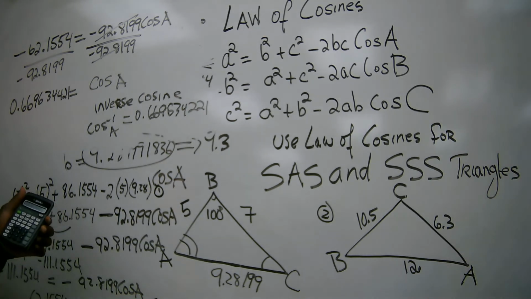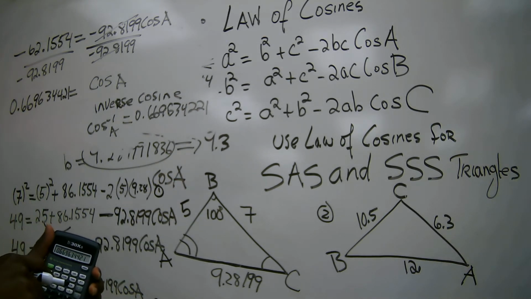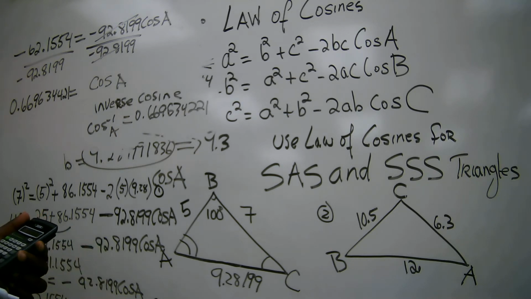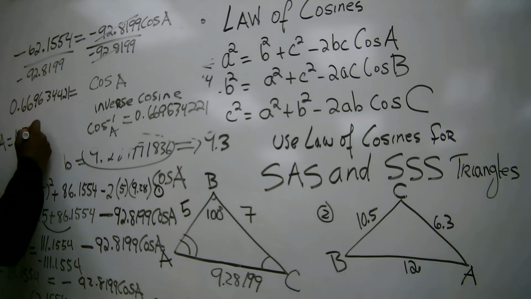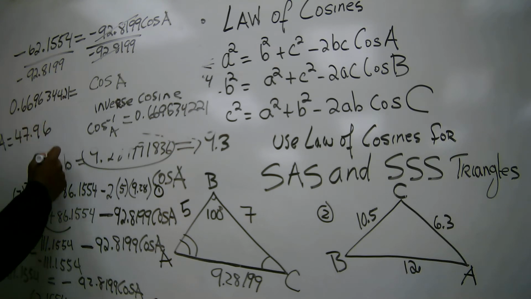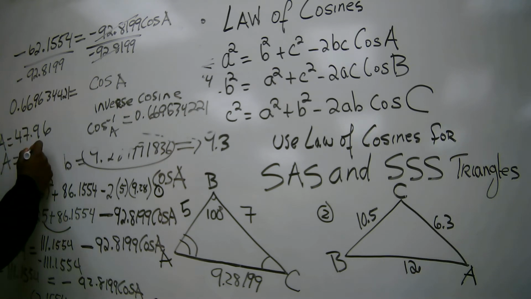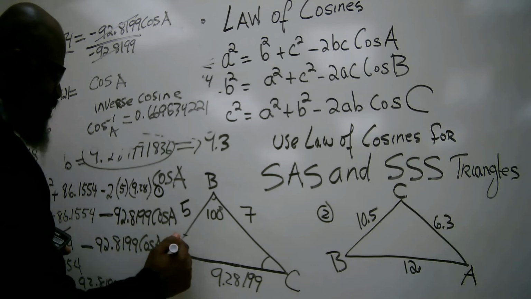In this case, to get the answer in your calculator, you're going to press shift, enter the number in the calculator, and press cosine, and it tells you how many degrees that is. It gives me 47.96, so angle A is 47.96. If we round it, angle A will be 48 degrees.